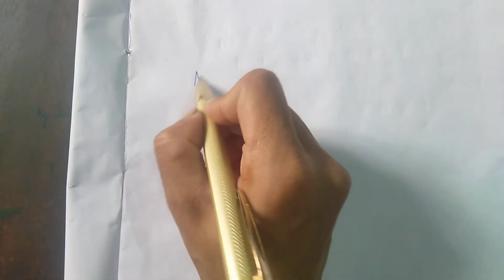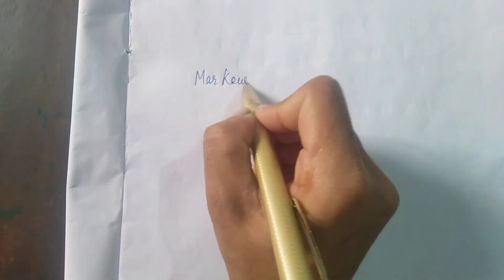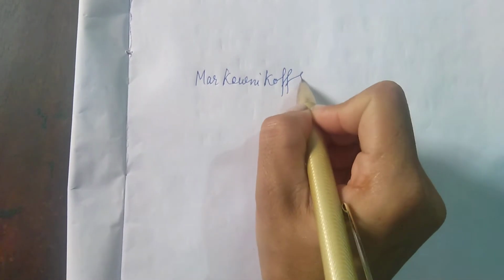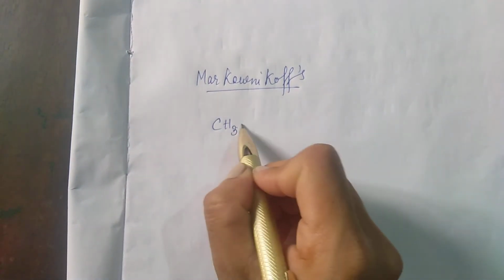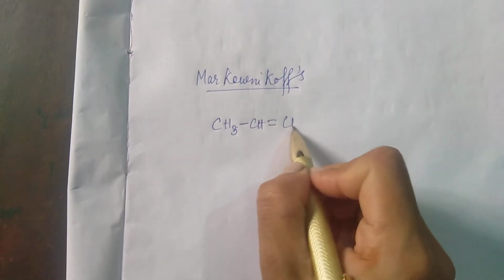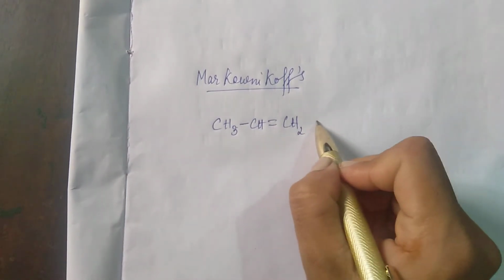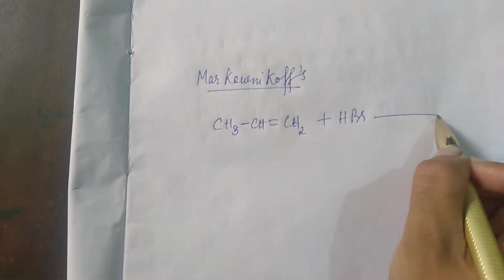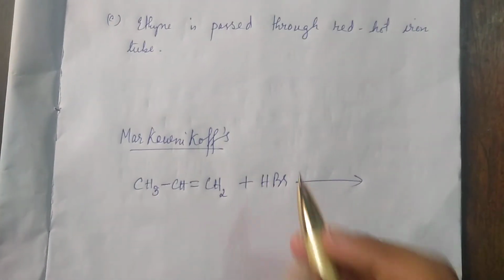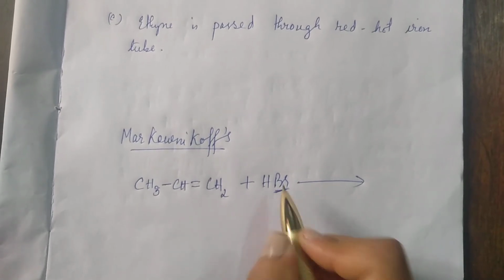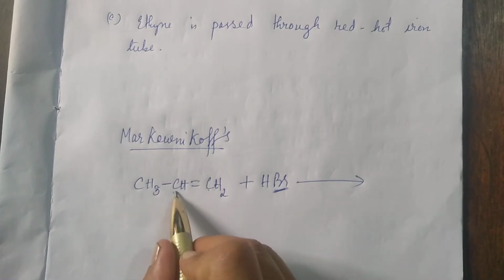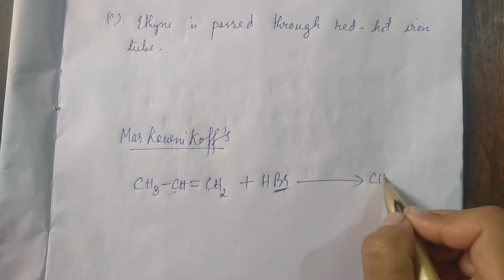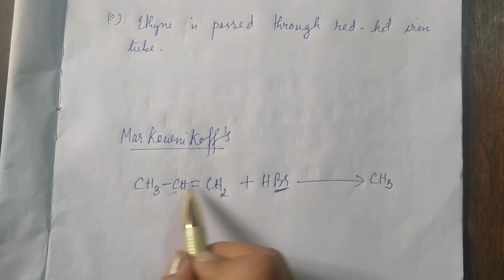So let us learn what is Markovnikov's rule. Markovnikov's rule states that the negative part of the reagent, let us take the same compound, so this is your multiple bond, and we have added HBr. What is your negative part? Your negative part is Br. So the negative part of the reagent will go to the carbon atom of the multiple bond containing less number of hydrogen.